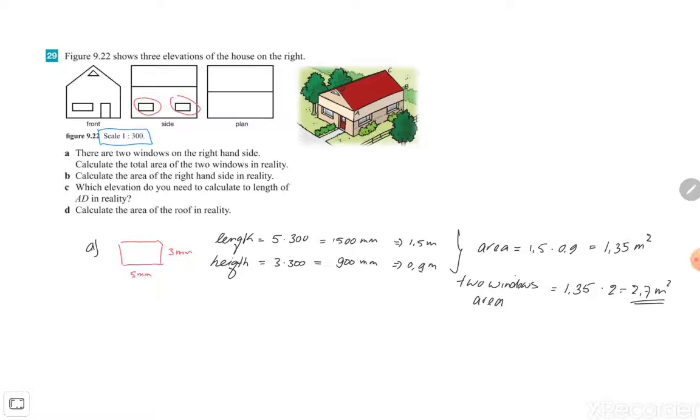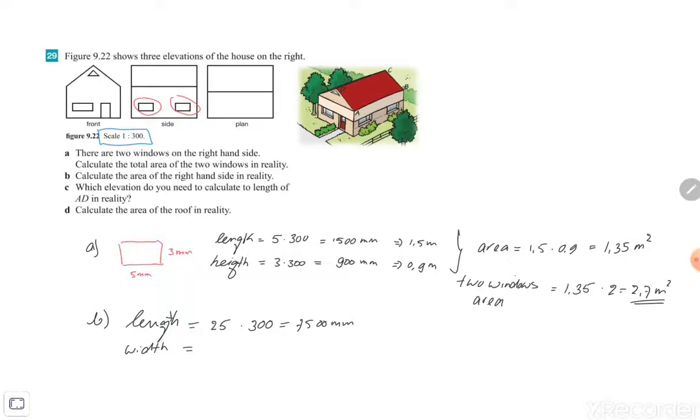So that's exercise A. Exercise B, we need to calculate the area of the right hand side in reality. If we look at the side elevation of my house, we can calculate the length and the width of my house. Let me look at the length of my house. If I measure it, I get 25 millimeters, but the scale was 300, so 25 millimeters times 300 is in reality 7,500 millimeters.